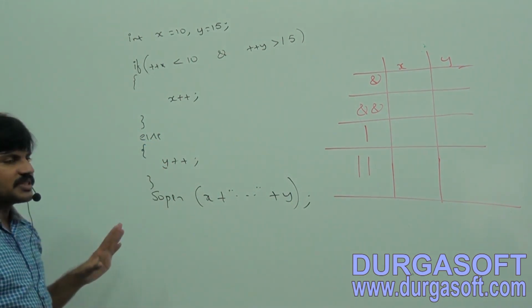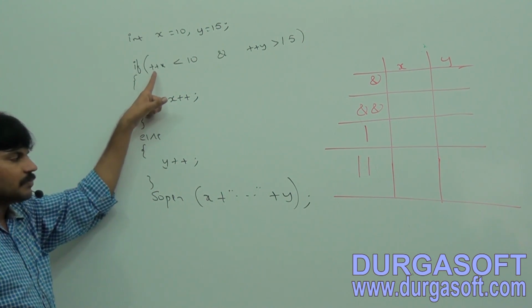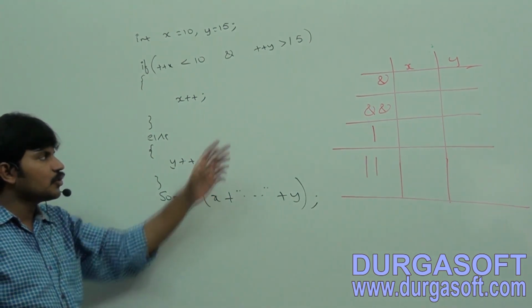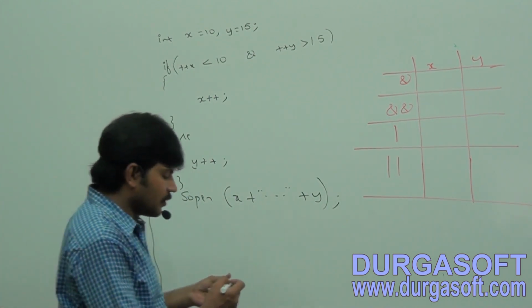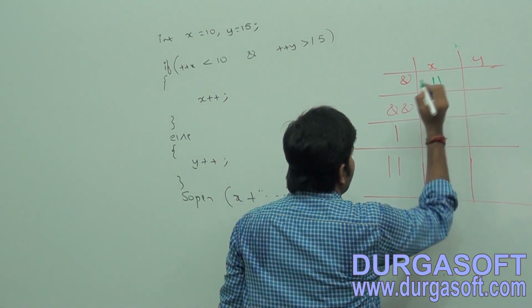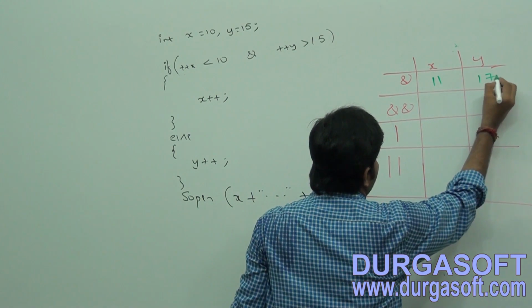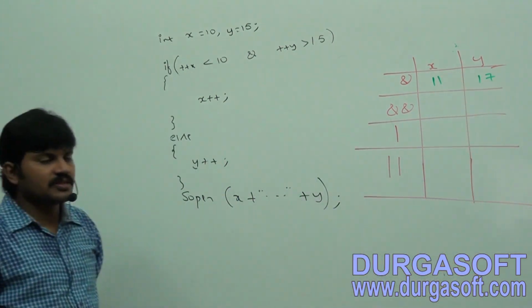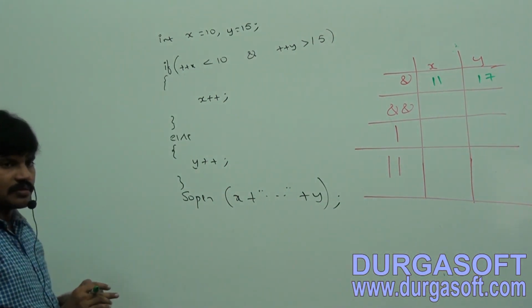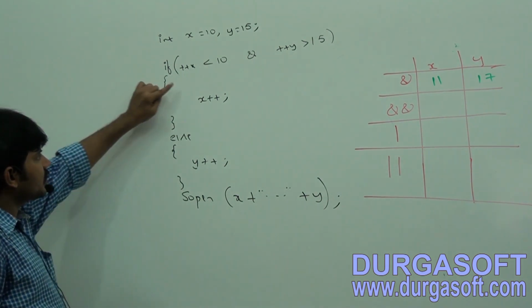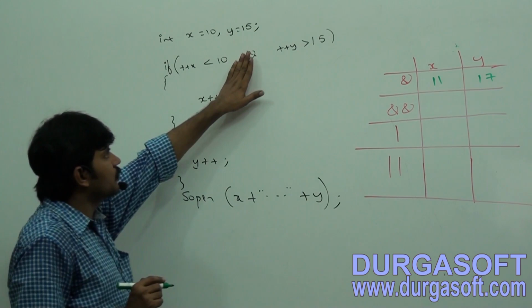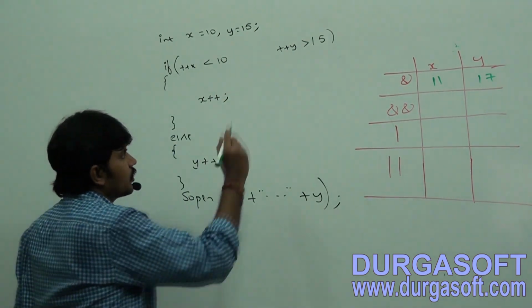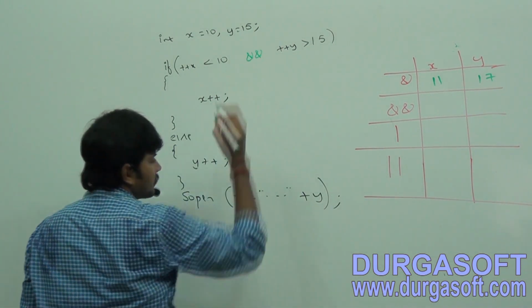So how many times is x incremented? One time. But how many times is y incremented? Two times, one time here, one time here. That's why the x value is 11 and the y value is 17. Make sure the x value is 11 and the y value is 17.